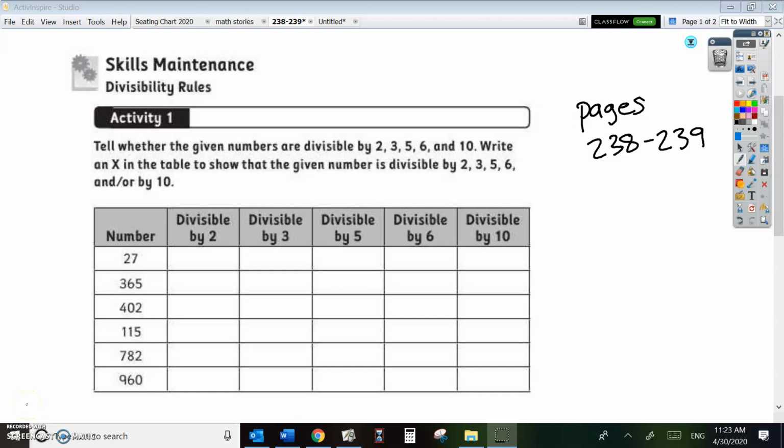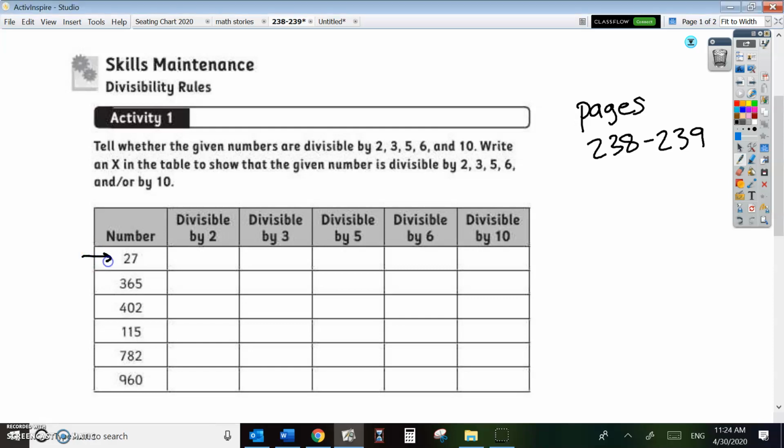Hello there. We're looking at pages 238 and 239, divisibility rules. Tell whether the given numbers are divisible by 2, 3, 5, 6, and 10. Write an X in the table to show that the given number is divisible by 2, 3, 5, 6, or by 10. So the first number is 27.